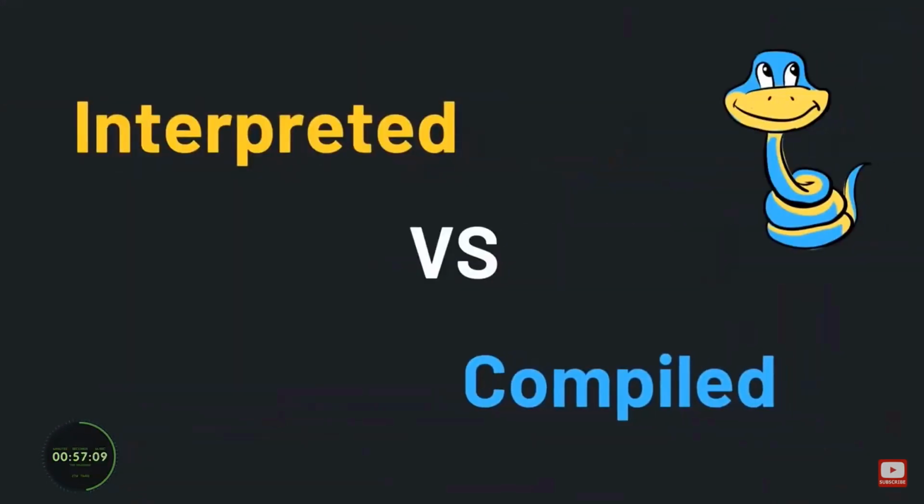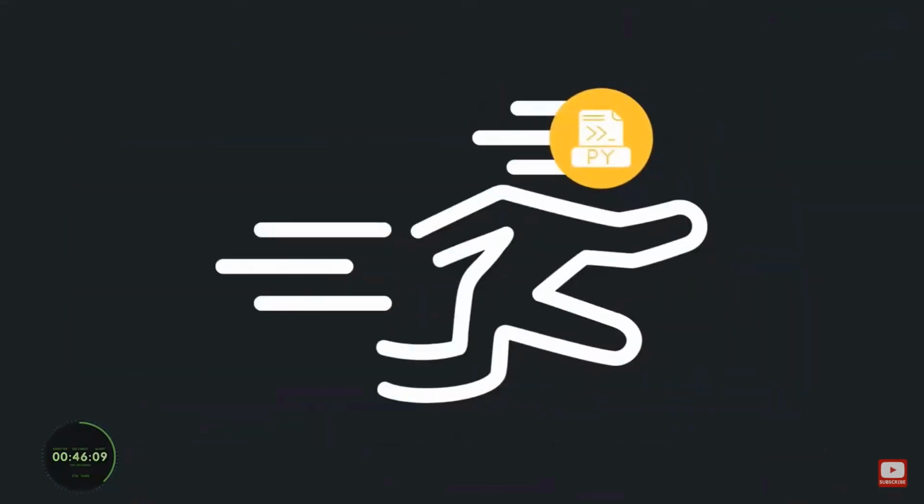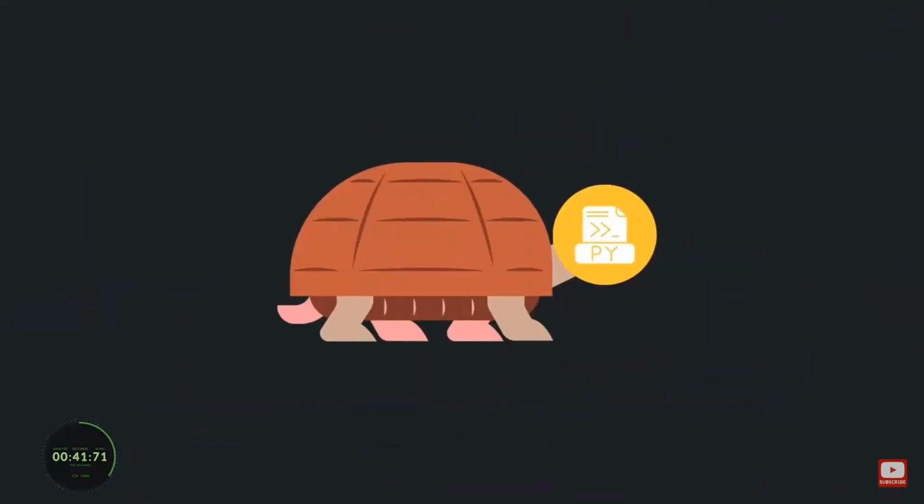You have probably heard of interpreted versus compiled, right? Well, Python is an interpreted language, which means the source code is converted into bytecode that is then executed by the Python virtual machine. This equates to Python being extremely fast to develop, but not so fast during the execution step since the code is not directly compiled and executed.